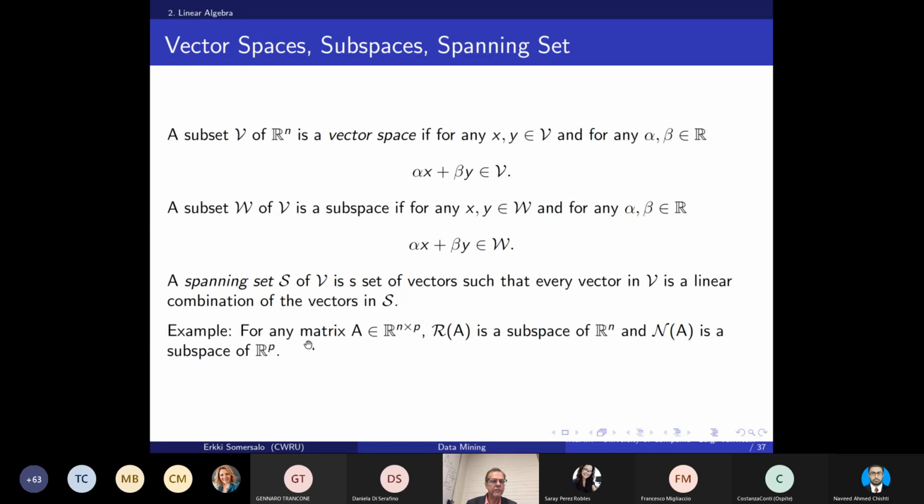And so, as I mentioned, we have encountered vector spaces which are subspaces of Rn, and one is this range of A, which is a subspace of Rn, and the null space, which is a subspace of Rp. So notice that these two vector spaces are in different spaces. So the range of A is a vector space in the n-dimensional space, and the null space is a subspace in the p-dimensional space. So they are not subspaces of the same space.